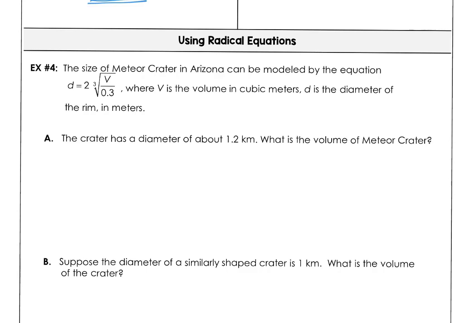Here we have a practical application. The size of Meteor Crater in Arizona can be modeled by this equation, where d is the diameter of the rim in meters and the volume is in cubic meters, and we have this formula here we can use. So the crater has a diameter of about 1.2 kilometers. So 1.2 kilometers is the same thing as 1,200 meters, and that's our diameter, and we need to be in meters to use the formula.